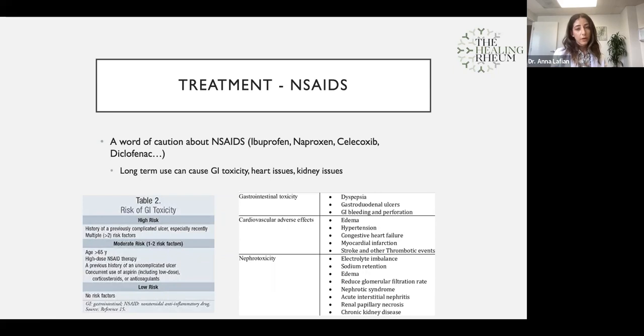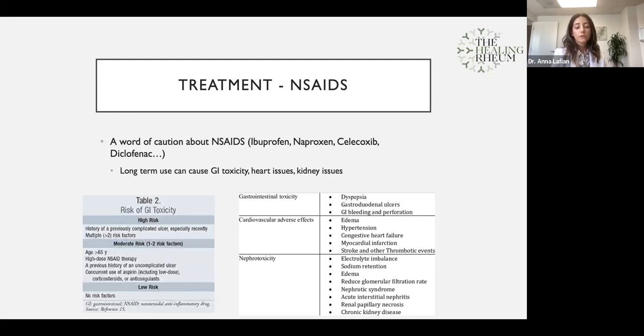I kind of mentioned this earlier. A word of caution about NSAIDs, those medications like ibuprofen, Motrin, Aleve, naproxen, Mobic, diclofenac. Long-term use at high doses, and not even high doses, sometimes in patients who have multiple risk factors, may not be a good idea. So really talk to your doctor before taking these regularly.